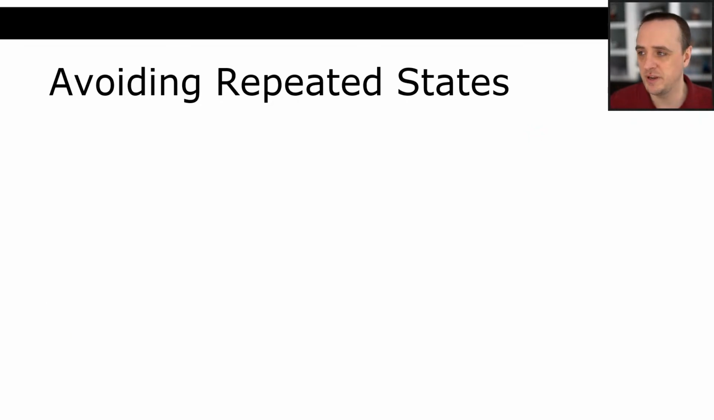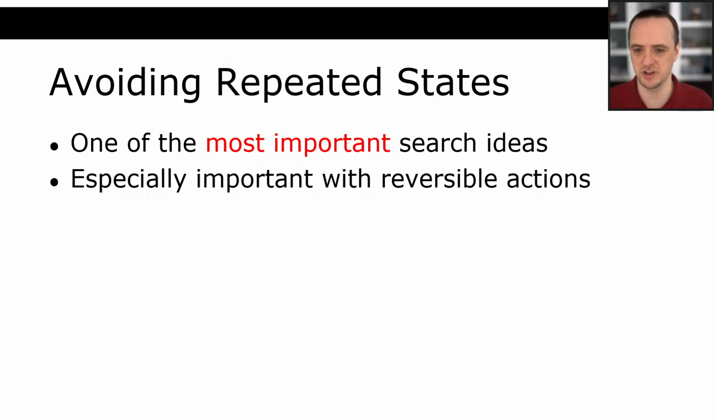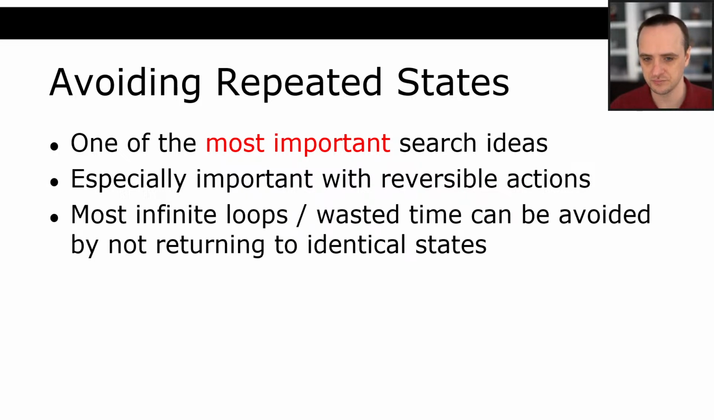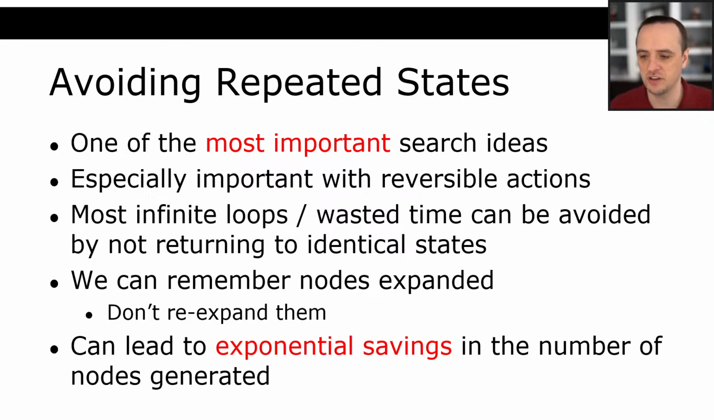So, avoiding repeated states, we talked about this as well in 3200. It's one of the most important ideas in search, and it's especially important in search with reversible actions, meaning if I can go left, right, left, right, left, right, then I can infinitely loop in my search, which is really bad. And so most infinite loops and wasted time can be avoided just by not returning to identical states. So we're going to remember the nodes that we visited and not visit them again. And so this can lead to exponential savings in the number of nodes generated.